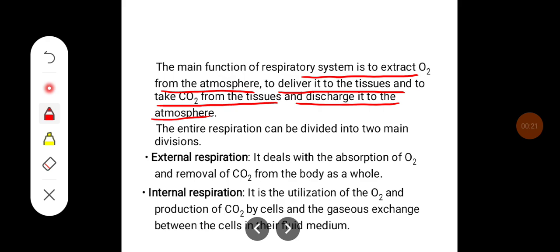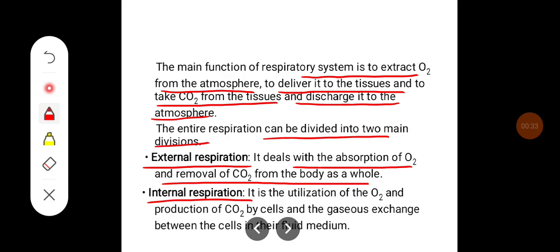The entire respiration can be divided into two main divisions, the external respiration and internal respiration. External respiration deals with the absorption of oxygen and removal of carbon dioxide from the body as a whole, whereas internal respiration is the utilization of oxygen and production of carbon dioxide by cells, and gaseous exchange between the cells and their fluid medium.